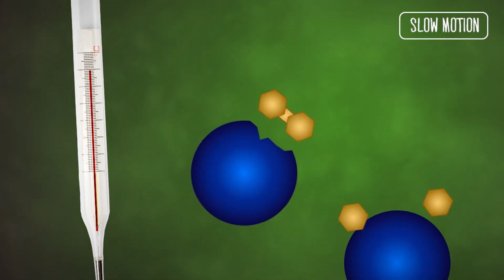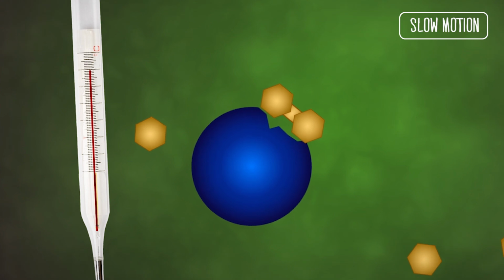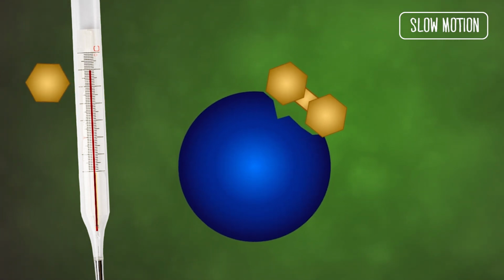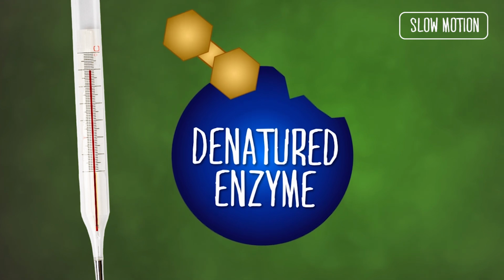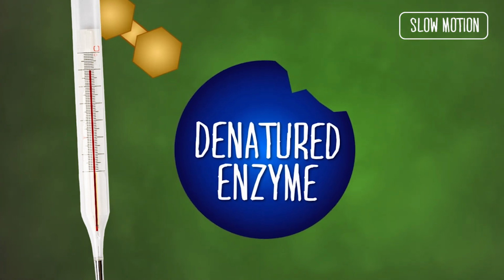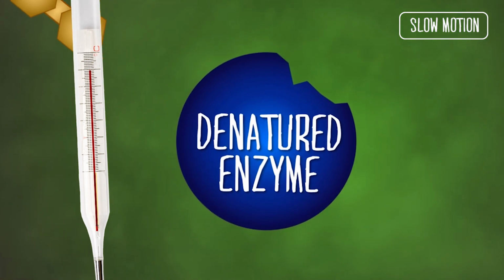If it gets too hot, the bonds that hold the enzyme together can break, causing the active site of the enzyme to lose its shape. The substrate can no longer bind, so the enzyme is described as being denatured.